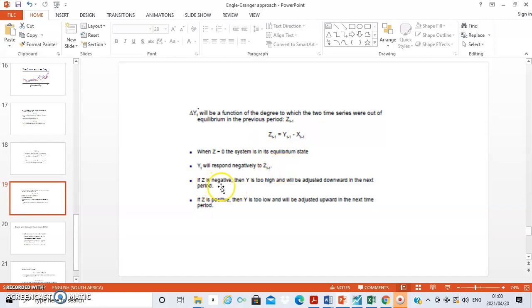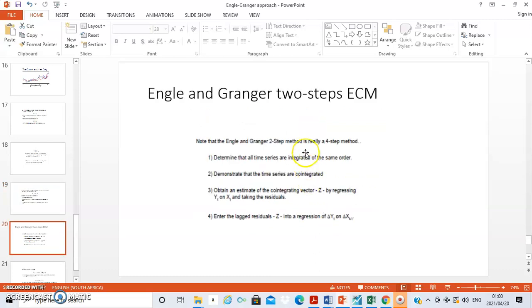So if z is negative, then y is too high and will be adjusted downward in the next period. If z is positive, then y is too low and will be adjusted upward in the next period. So now with the Engle Granger, this is what happens. What we have actually explained is the whole process of the Engle Granger approach to co-integration, or the so-called residual based approach to co-integration.